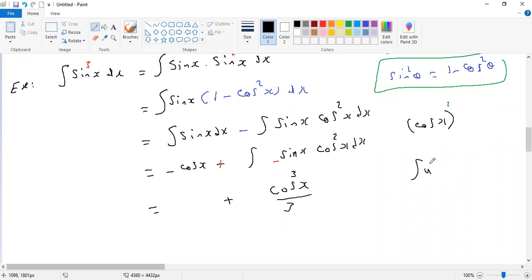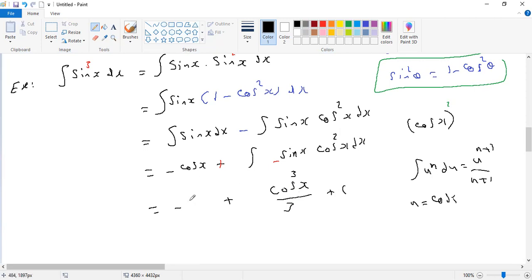If you have the integral of u to power n du, it is u to the power n plus 1 over n plus 1, because n is not equal to negative 1. The derivative of cosine is minus sine, so u squared will be u cubed over 3. Here u is cosine x, so I have u squared, and du is minus sine. So the integral of u to power n is u to power n plus 1 over n plus 1, and cosine squared gives cosine cubed over 3 plus c.